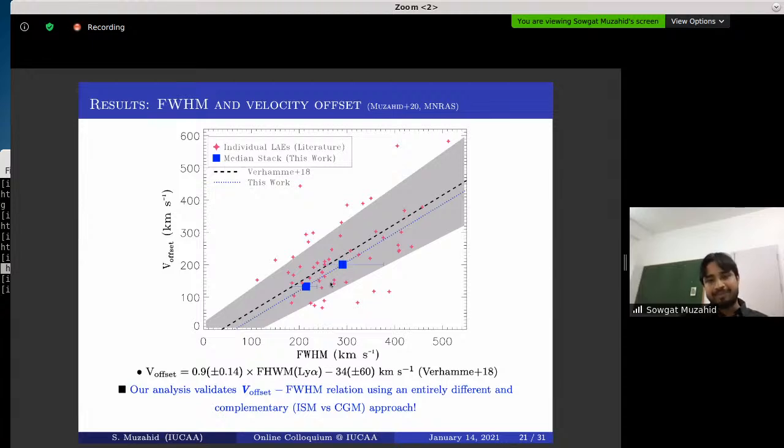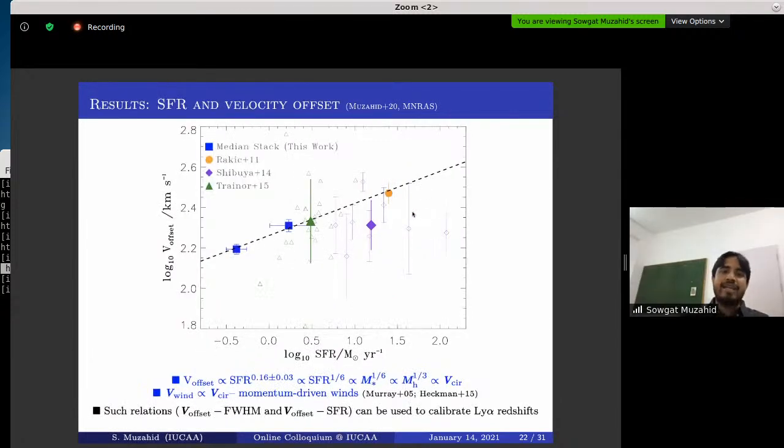You can see that the same trend we can also get from circumgalactic medium observation, and that's quite remarkable. They got this trend from studying the ISM, gas in the ISM directly, whereas our study relies on the circumgalactic medium property, and yet we reached the same conclusion in terms of the positive correlation between velocity offset and full width half max. And also we did the same thing for velocity offset and star formation rate.